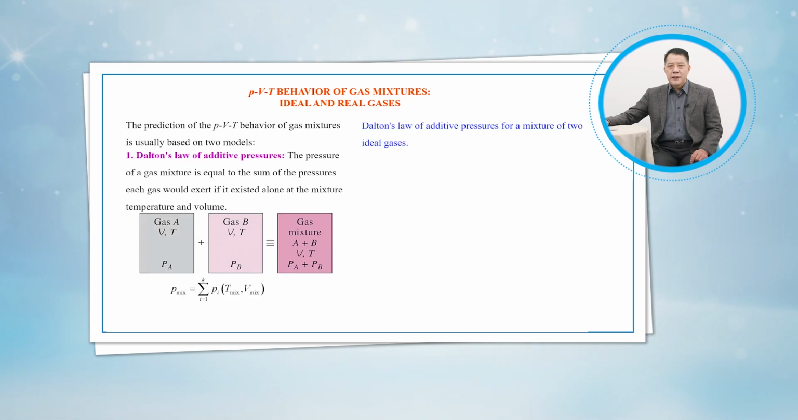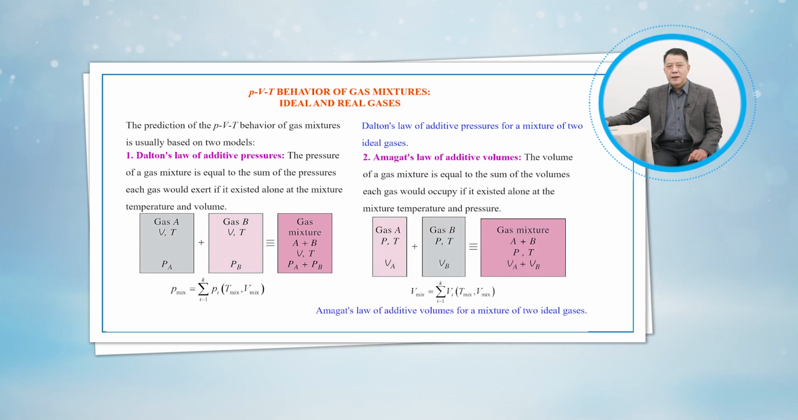The first model is Dalton's law of additive pressures. It states that the pressure of a gas mixture is equal to the sum of the pressures each gas would exert if it existed alone at the mixture temperature and volume. The second model is Amagat's law of additive volumes. It states that the volume of a gas mixture is equal to the sum of the volumes each gas would occupy if it existed alone at the mixture temperature and pressure.